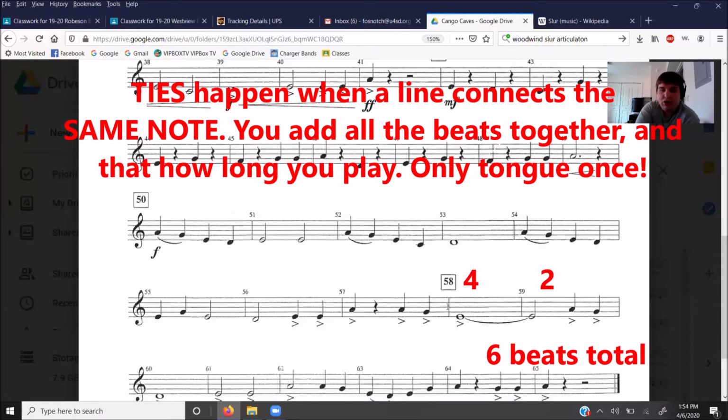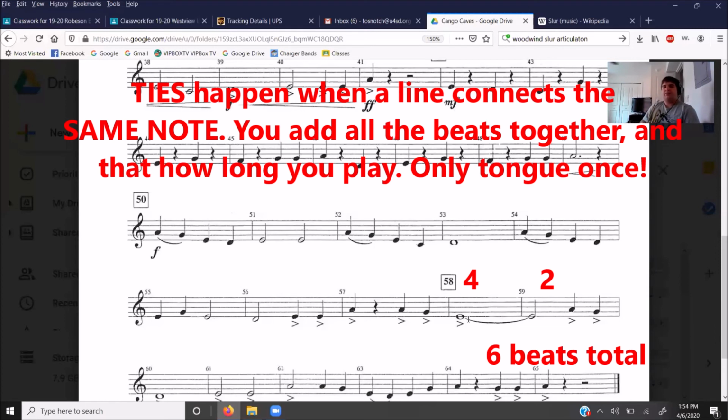If we know that this whole note is 4 beats, and this half note is 2 beats, when there's a line connecting both of them together, you just add those numbers together, and that's how long you play. So if we have a whole note for 4 counts and a half note for 2 counts, when you tie them together, you have 6 counts total.